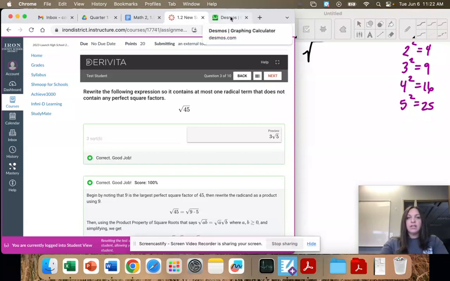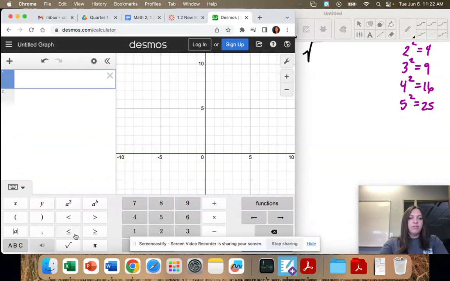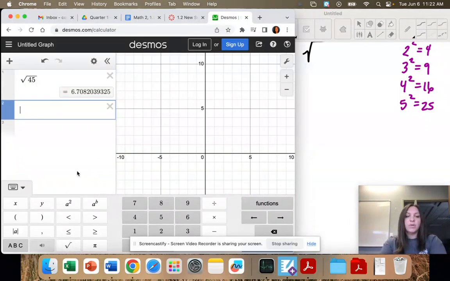Another way to check is if I put in the square root of 45 like we did in the beginning, all we're doing is rewriting it. We're not changing the answer. So these are equivalent. They're the same because all I did was rewrite the square root of 45.